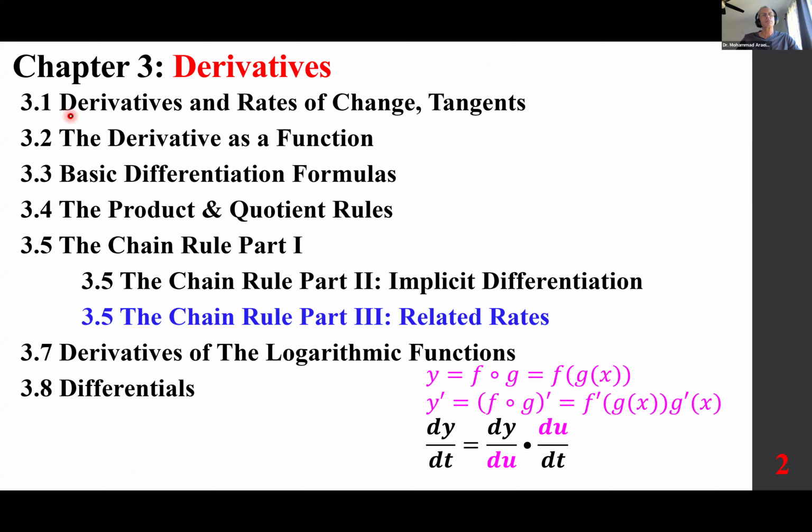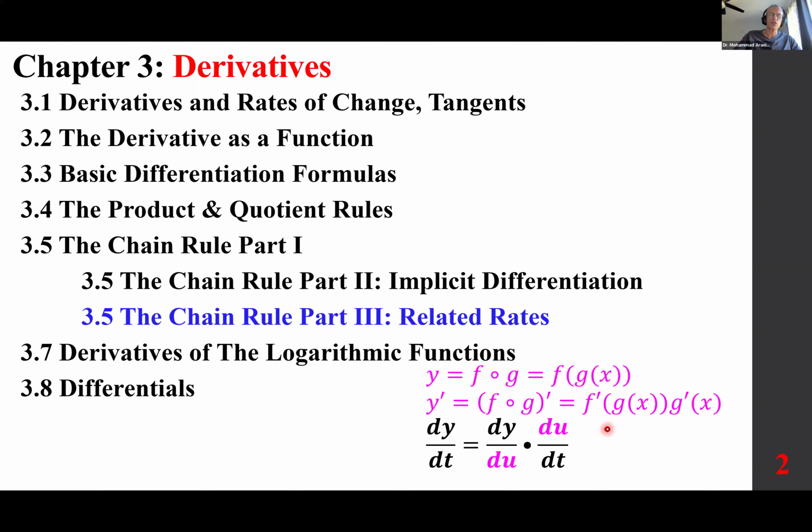We have covered derivatives and rates of change, the derivative as a function, basic differentiation formulas, the product and quotient rules, the chain rule, the first part, the second part, implicit differentiation, and now the third part, related rates.